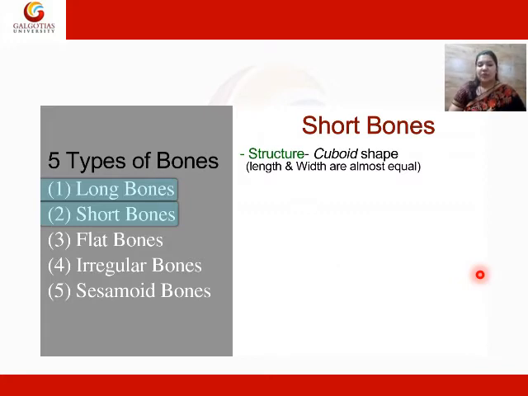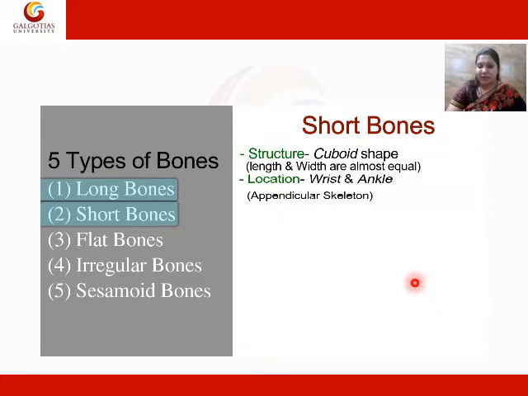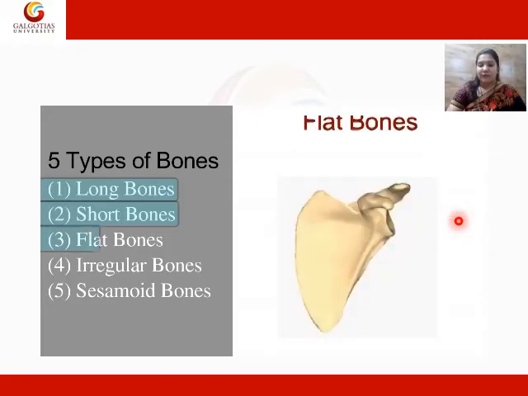These short bones are mainly found in the appendicular skeleton, that is the carpals and the tarsals of the human body, the wrist and the ankle. These are the carpals of the hand and these are the tarsals of the foot. They form the wrist joint and the ankle joint respectively. Their main function is weight bearing, as the wrist helps in weight bearing when we lift, and the ankle helps in weight bearing as we walk, jump or run.